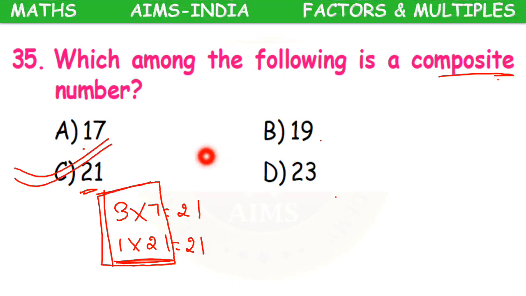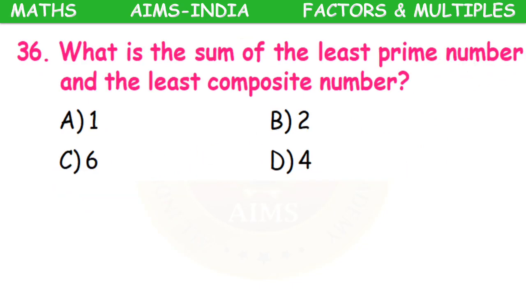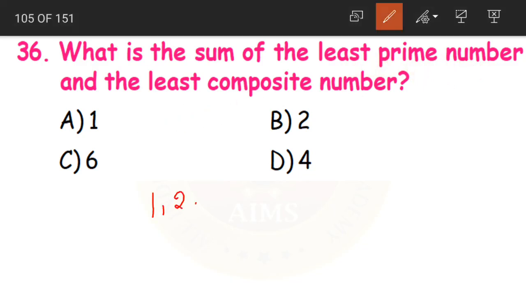Understood, children? Even though it is an odd number, it is not necessary that it should be a prime number. It can be composite as well. So 21 has 4 factors and it is our composite number. Next question. What is the sum of the least prime number and the least composite number? If we write the numbers 1, 2, 3, 4, 5, the least number is 1. It is neither prime nor composite.